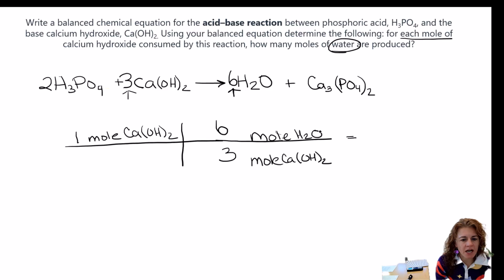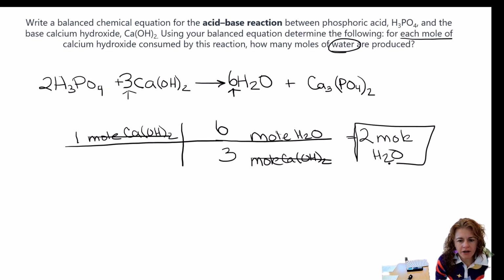Multiply across the top, divide by the bottom. These units are going to cancel. So we've got 1 times 6 divided by 3 gives me 2 moles of water. So that was the answer. For every 1 mole of calcium hydroxide, 2 moles of water were produced.